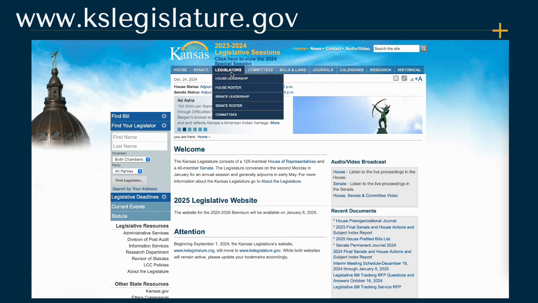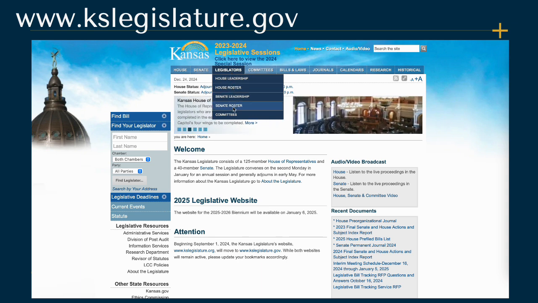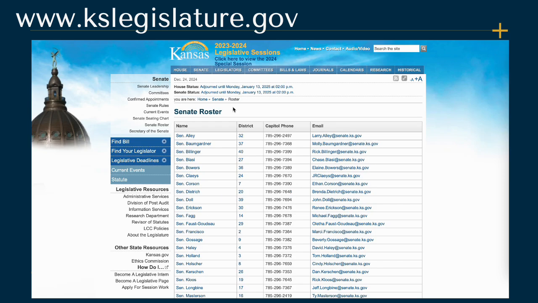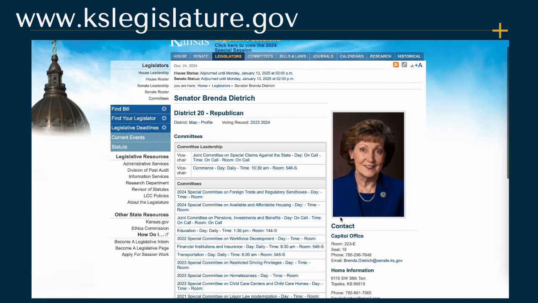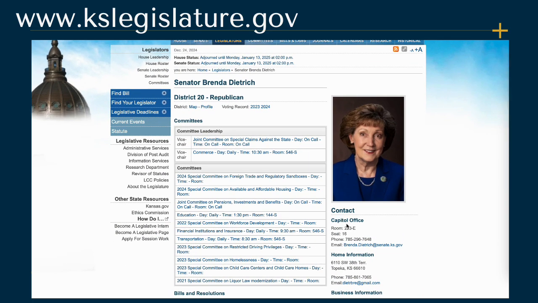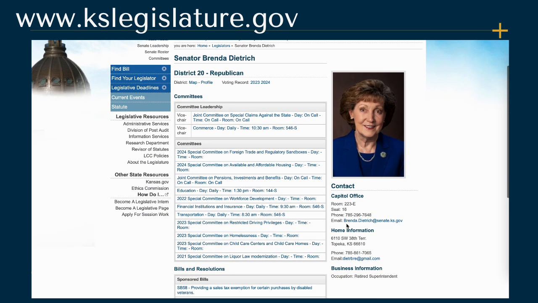Or if you don't remember how to spell it, I usually go to the Legislators tab and check out the roster for that chamber. In this case, we're looking for Senator Brenda Dietrich, so we'll click on Senate roster. We'll then click on Senator Dietrich, and from there, you can learn a lot about that person, including looking at the committees that they serve on, or have leadership in. You can see how they voted in the past, and how to contact them. You can even look at their profession or what they do when they're not representing you in Topeka.